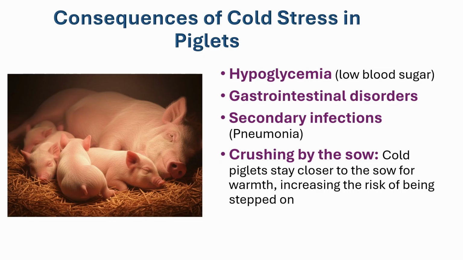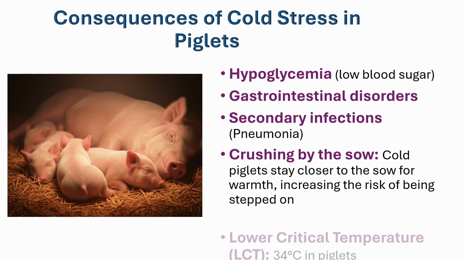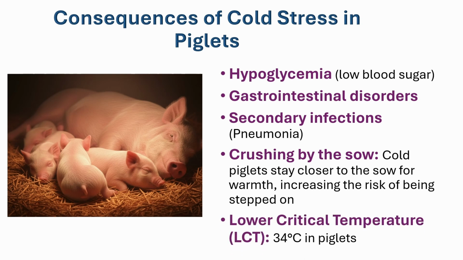Finally, remember this critical number. The lower critical temperature for a newborn piglet is 34 degrees Celsius. Anything below this requires the piglet to use its own energy just to maintain its core temperature.